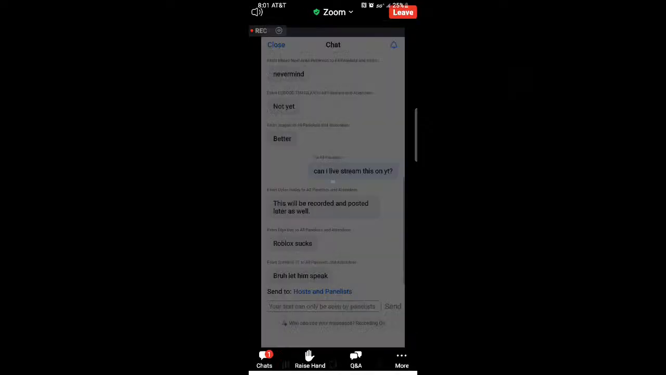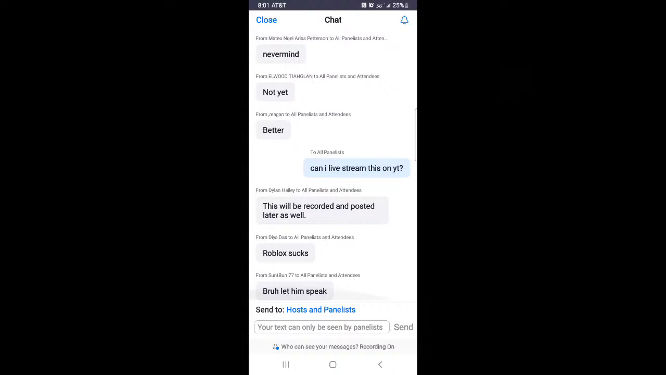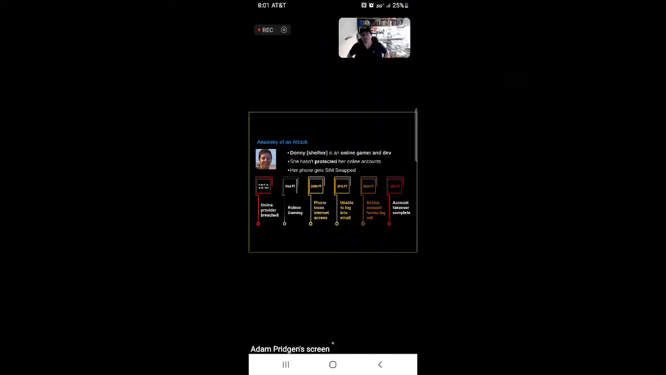and just ensuring that her accounts aren't protected from arbitrary social engineering. And unfortunately, in this case, her phone gets SIM swapped. So it starts sometime in the past where an online provider or maybe even a mobile subscriber gets compromised, and thousands, if not millions, of records are stolen.